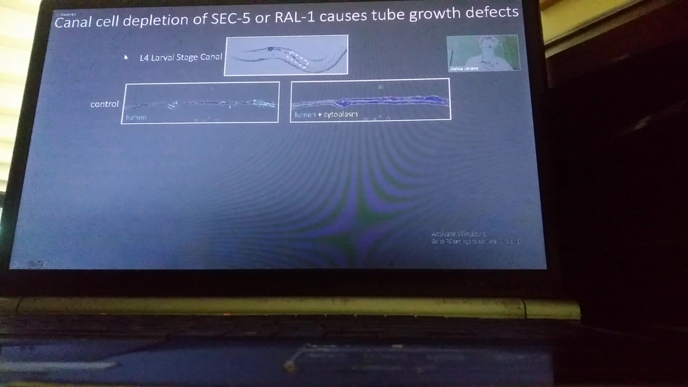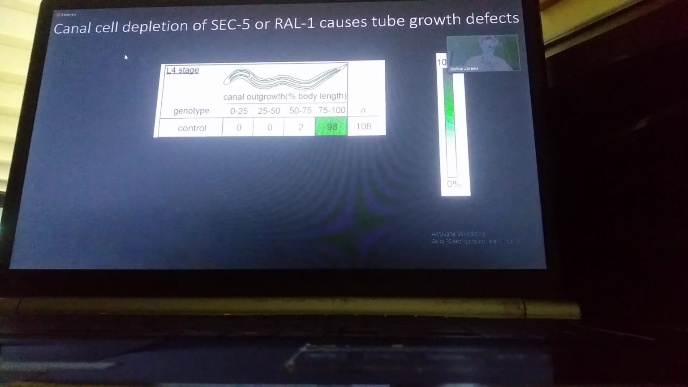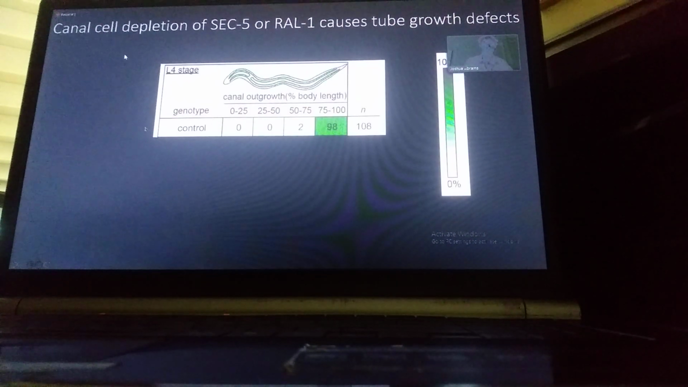So in wild type, you can see there's this continuous lumen shown in cyan, and the cytoplasm is more broadly expressed in yellow. But when we take out Sec5 or RAL1, you can appreciate these large cyst-like structures that occur in the animals. To quantify this, we decided to measure the total growth of the canal as a percentage of body length. So in a wild type, you can see almost all the animals grow the canal to the end of the body at L4 stage.